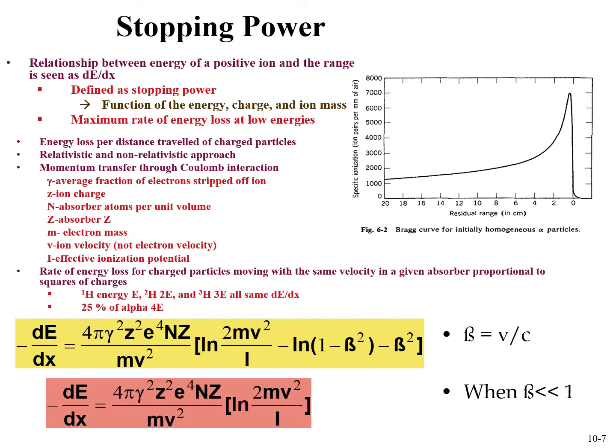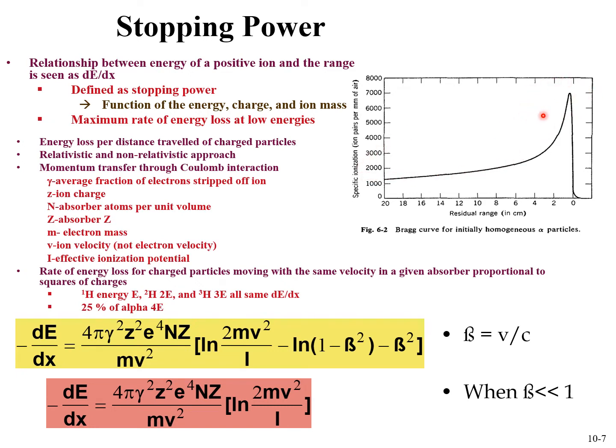So there's a relationship between the positive ion and the range, and it's called stopping power. And it's the change of energy over the change of a distance. We saw that in the range. This definition of stopping power is a function of energy, charge, and the ion mass. And it really talks about some sort of maximum rate of energy loss occurring at low energies. One of the ways it's described is what's shown here as a Bragg curve.